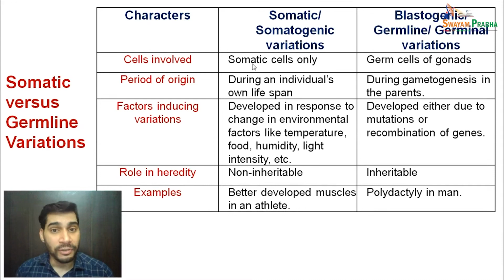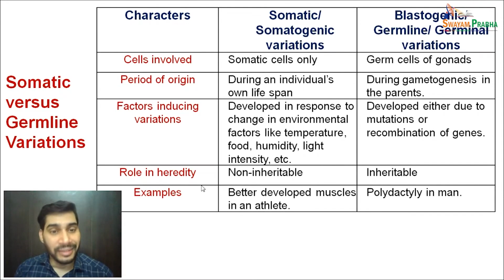If you talk about the period of origin, somatic variations occur during an individual's own lifespan, whereas germinal variations occur during gametogenesis in the parent, and that is why from the gametes they move on to the next generation. If you talk about the factors inducing variations, somatic variations develop in response to changes in environmental factors like temperature, food, humidity, light intensity, etc. Whereas germinal variations develop either due to mutations or recombination of genes, or maybe other causes.